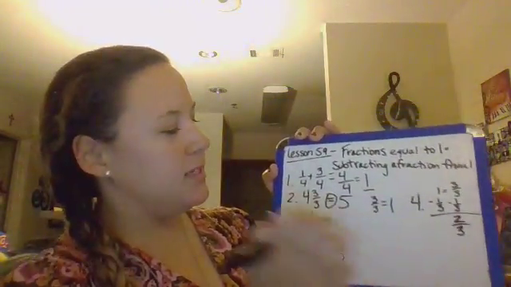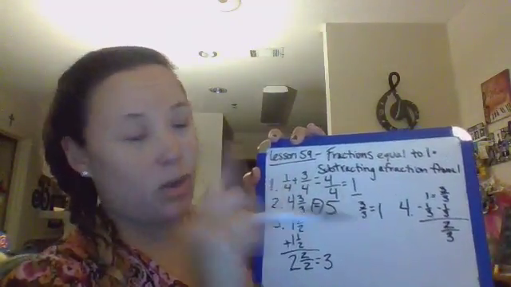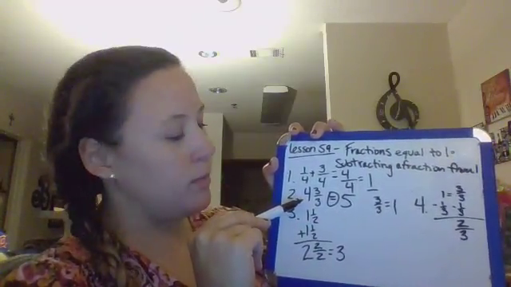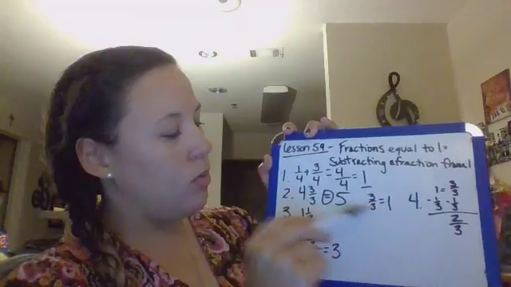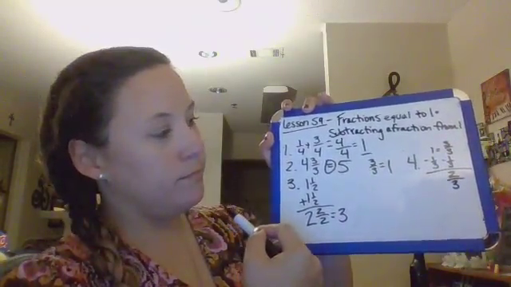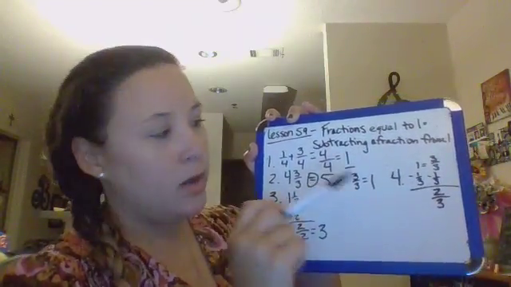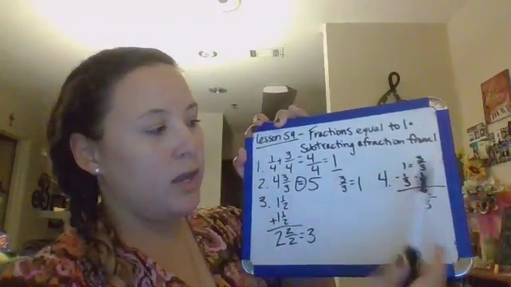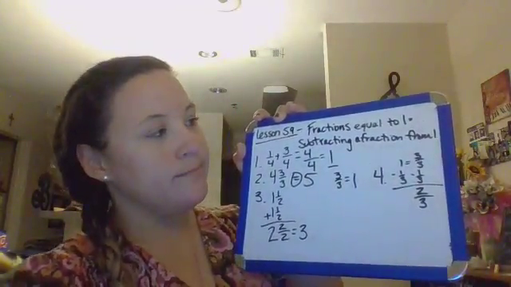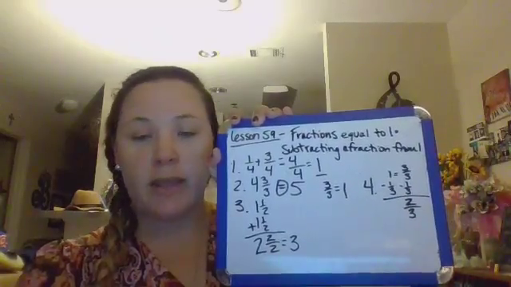So anytime we see the same number over each other, it's equal to 1, because if we have 4 out of 4, that's 1. And then 3 out of 3 is 1. We add that to our whole number, and we get a new whole number. And over there, we cannot add or subtract a whole number from a fraction. We need to turn the whole number into a fraction, and we turn it into a fraction using the denominator of our fraction that we've already been given. And that's fractions equal to 1 and subtracting a fraction from 1.